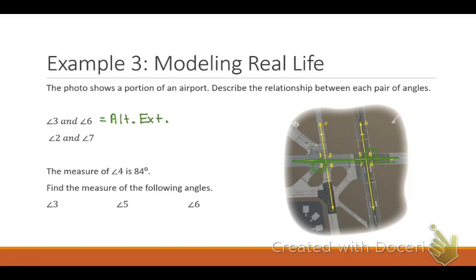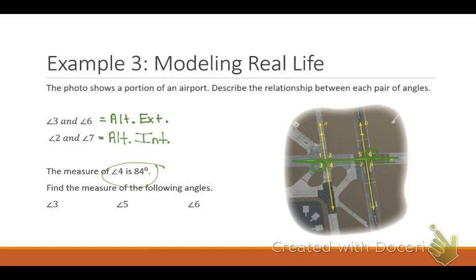So what about 2 and 7? What do you think, Kyla? Alternate interior? Yes, alternate interior. I can tell you're really getting this one today. That makes me happy. All right, alternate interior. Good job. Okay, so based on these angle relationships, I'm going to give you a measurement for angle 4. Angle 4 is 84 degrees.